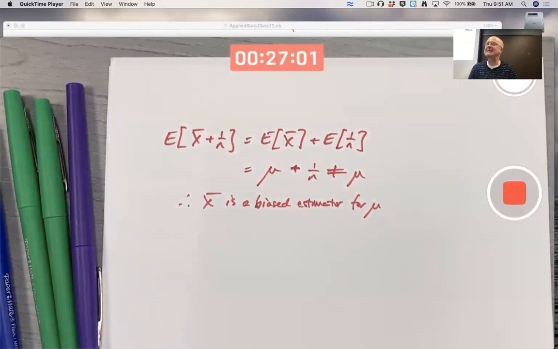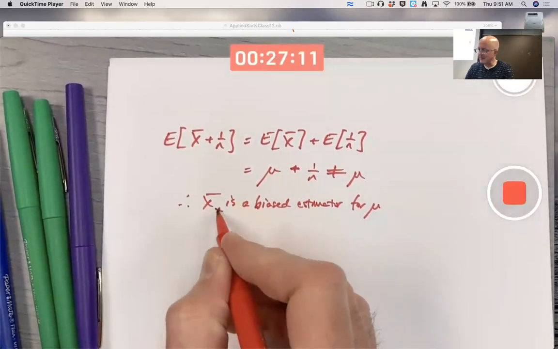Are there ever estimators that are biased that are still useful? Yes, there actually are. Question? So is it x bar plus 1 over n? Oh, thank you. Yeah, typo.